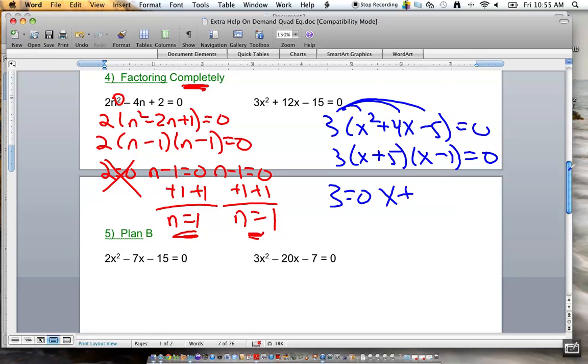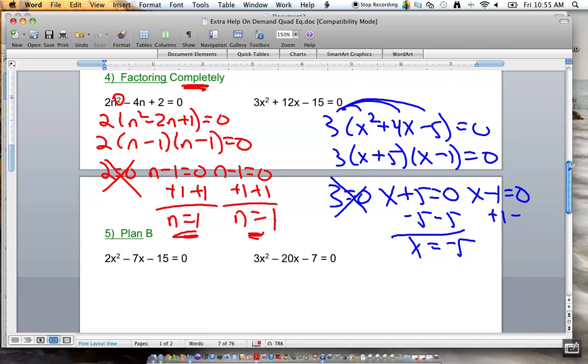Maybe it's the guy on the left. Maybe it's the guy, or factor, in the middle. Maybe on the right. Impossible. I reject. Minus 5, x is negative 5. Plus 1, x is 1. So there are all of my correct answers.